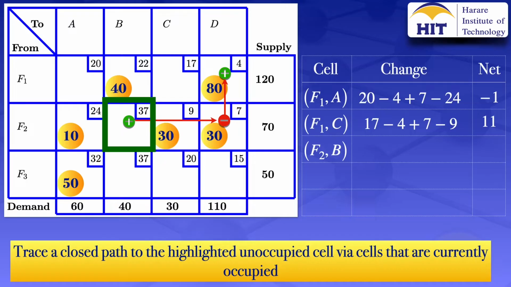And then in this case, this row where we have F1 will be unbalanced. So we need to subtract, and we'll go on and subtract here. And then we go back to our unoccupied cell. So we now have a closed path.